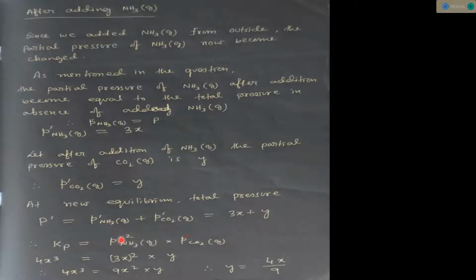So we saw here that P prime NH3 gas, the partial pressure of ammonia gas after adding NH3, is 3x. So (3x) square into Y, so it becomes 9x square into Y.